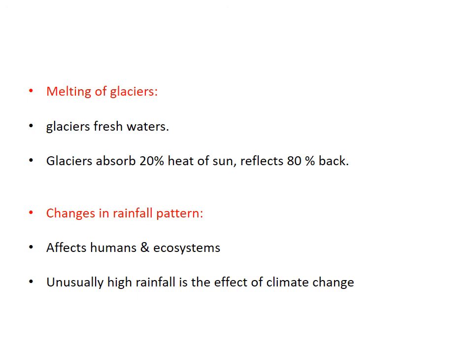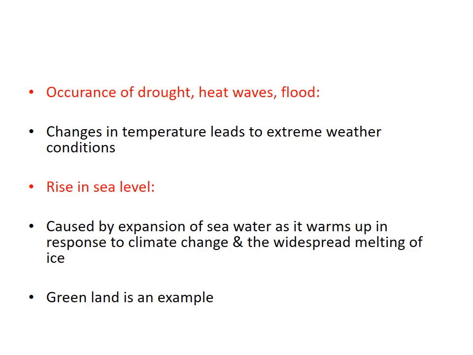Changes in rainfall pattern. It affects humans and ecosystems. The balance of the ecosystem will be lost. Unusually high rainfall is an effect of climate change. Occurrence of drought, heat waves, flood. Changes in temperature lead to extreme weather conditions.